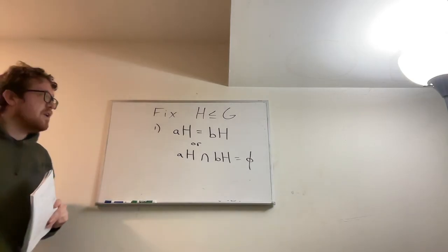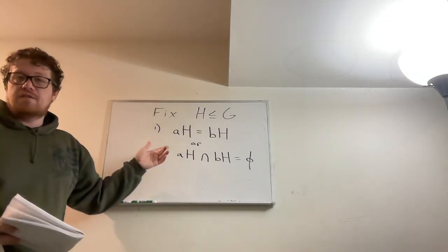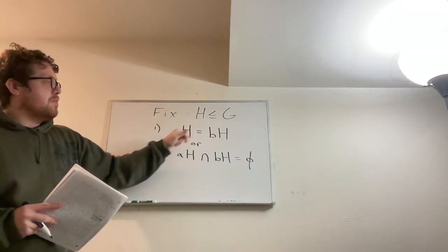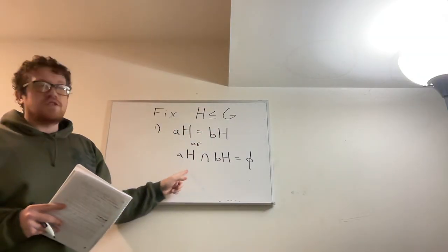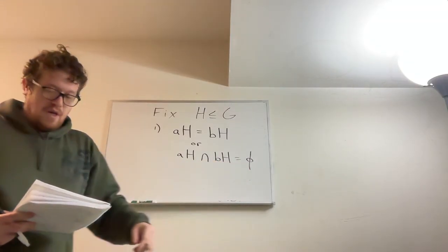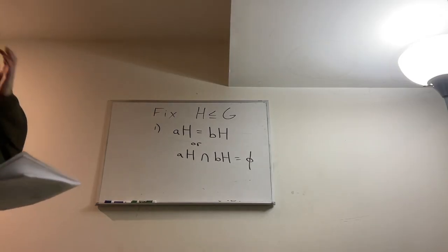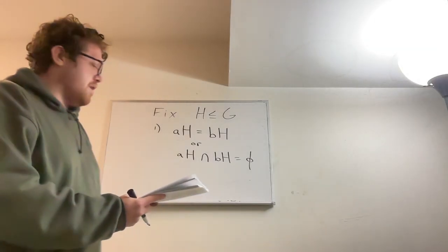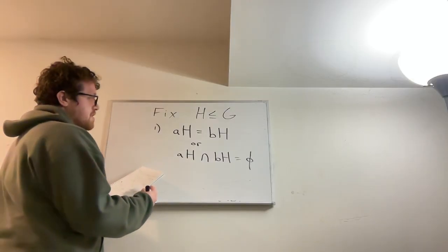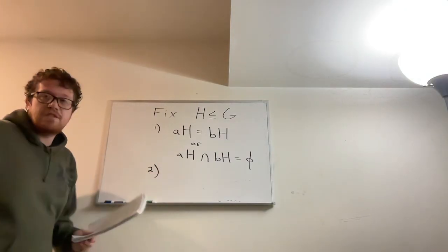The intersection equals the empty set. This is basically what I just said. Either the cosets are exactly the same, or they're completely disjoint. They have no overlapping members, so their intersection is empty. And why is this true? I don't want to prove this right now, but another important statement is about the sizes of these cosets.